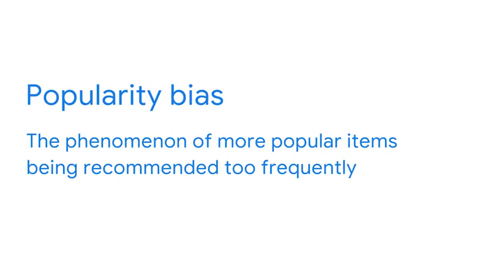For example, one limitation of recommendation tools is the problem of popularity bias, which is the phenomenon of more popular items being recommended too frequently. This leaves the majority of other items, which might be just as pleasing to users, not getting the attention they deserve.